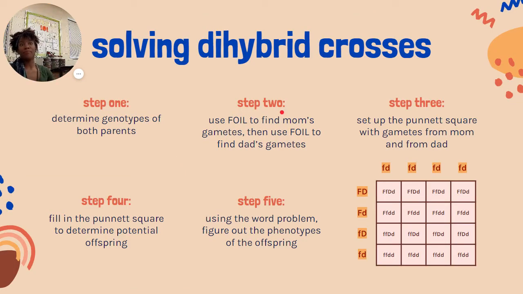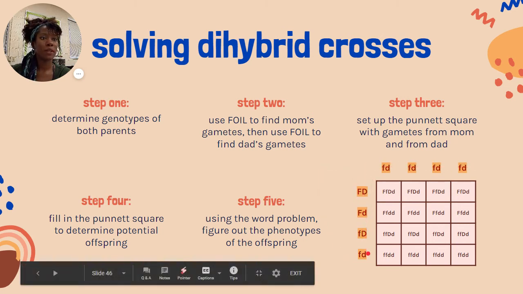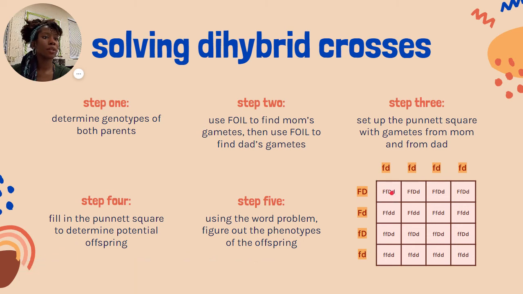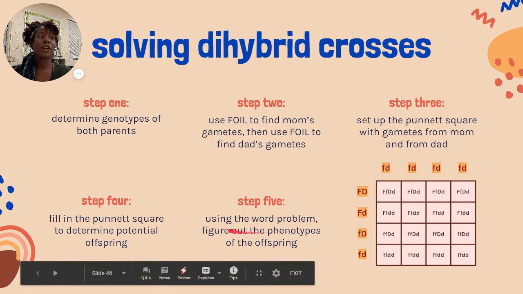All right, so step 1 is to determine the genotypes of both parents using the word problem. Step 2, you're going to use FOIL, so first, outside, inside, and last, to find mom's gametes. Then you're going to use FOIL again to find dad's gametes. You're going to set up the Punnett square with the gametes from mom and from dad. Okay, so the parental gametes. Then you're going to fill in the Punnett square to determine the potential offspring. Then, using the word problem, you're going to figure out the phenotypes of the offspring.